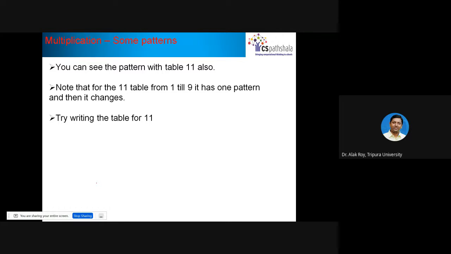You can see a pattern with table 11 also. Note that for the table of 11, from 1 till 9, it has one pattern and then it changes. So you can ask your students to write the table for 11 and observe the pattern.